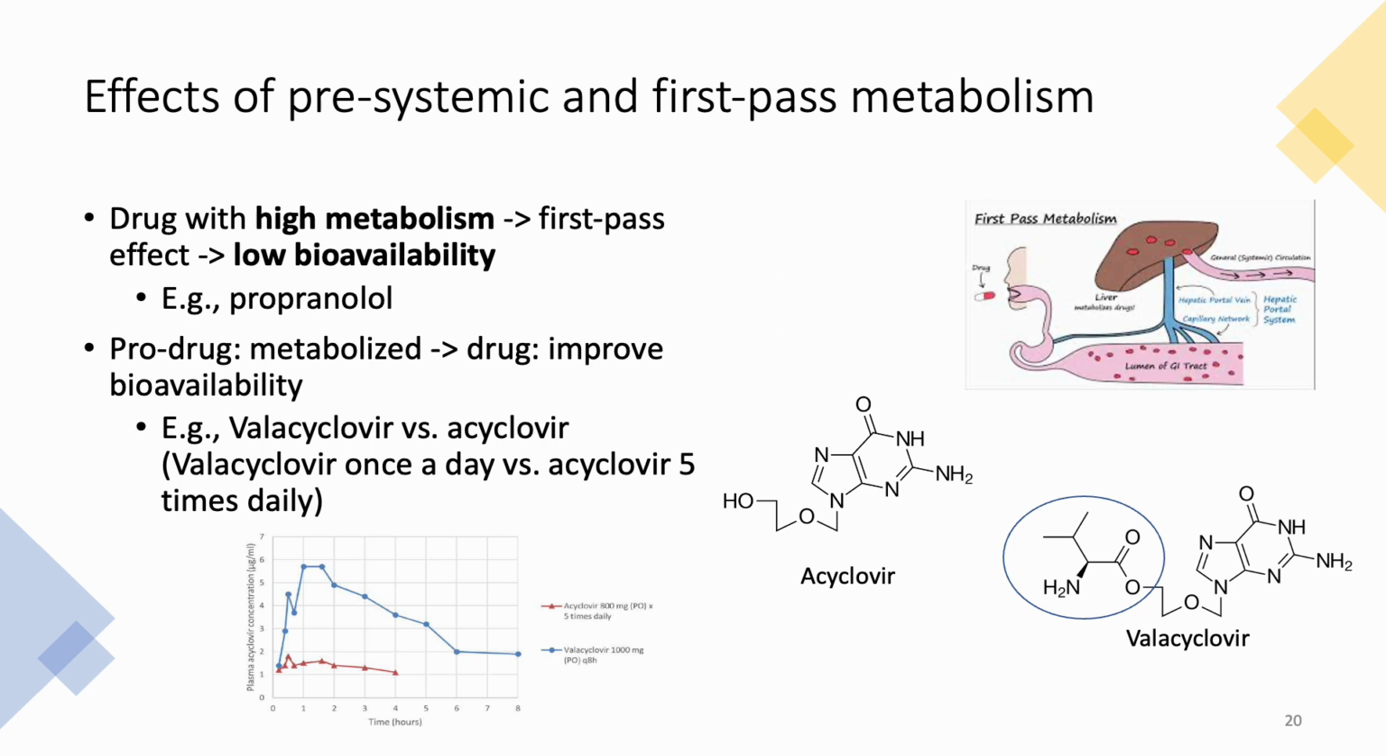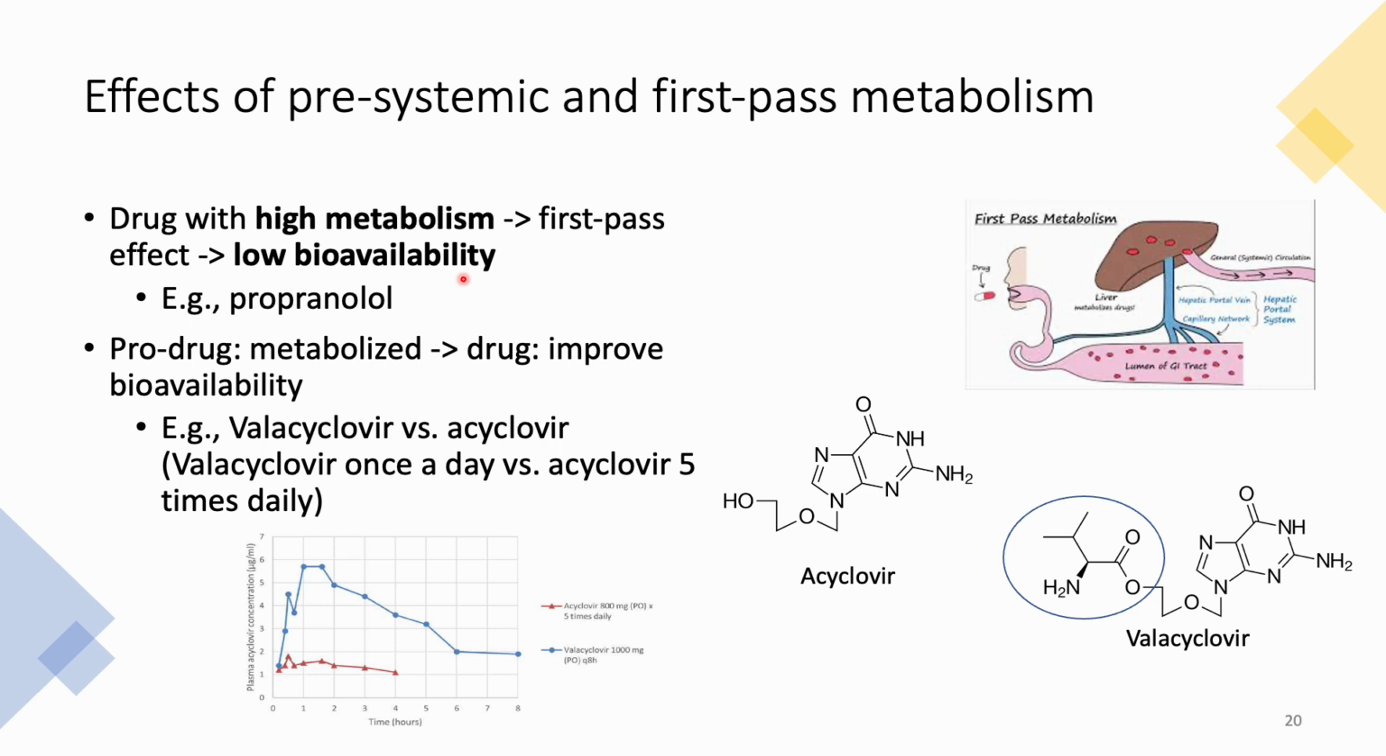Now about the effects of pre-systemic and first-pass metabolism. If the drug has a first-pass effect or high metabolism, the drug will have very low bioavailability. One example is propranolol. For this kind of drug, oral administration is a problem because the bioavailability is very low, and then you have to use a large dose.